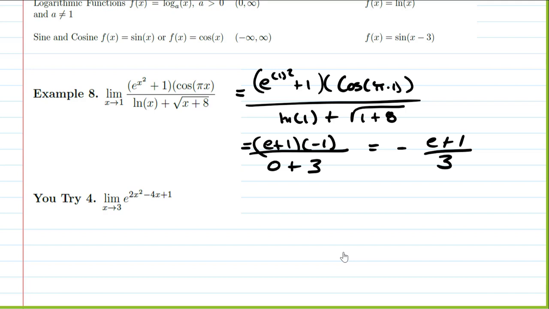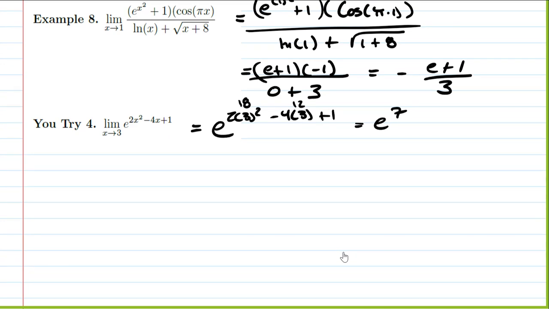All right, so to resolve example 4, since it's continuous, we're just going to evaluate at x equals 3. So that's e to the 2 times 3 squared minus 4 times 3 plus 1. So 3 squared is 9, 9 times 2 is 18, 4 times 3 is 12. So 18 minus 12 is 6, plus 1 is 7. So our limit is e to the 7th.